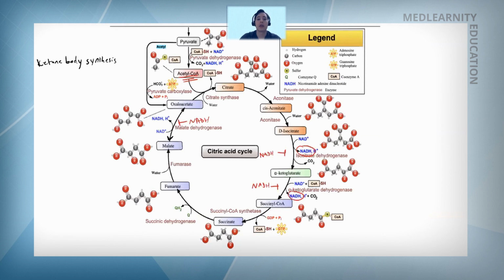So oxaloacetate will preferentially be converted into malate, and it'll basically deplete your stores of oxaloacetate for gluconeogenesis. So ketone biosynthesis will increase, malate will increase, oxaloacetate will decrease, and the net result of that is decreased gluconeogenesis.